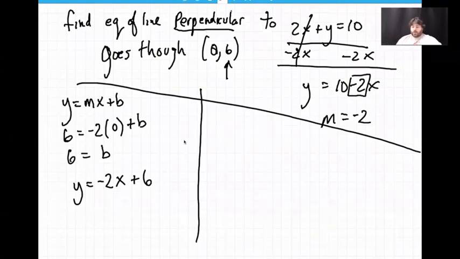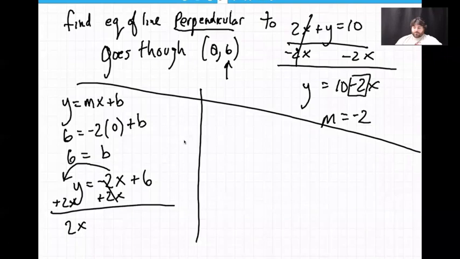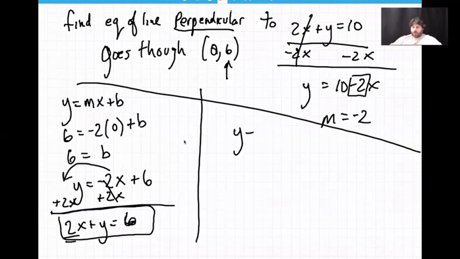Now let's say they want it in standard form. Remember that means I have to get my x's and y's on the same side. So I add this 2x over here, and I get 2x plus y equals 6. That's in standard form. My x coefficient is positive. The x's and y's are on the same side. No fractions, no decimals. We're good to go. All right, let's try y minus y1 equals m times x minus x1. Let's try that strategy.